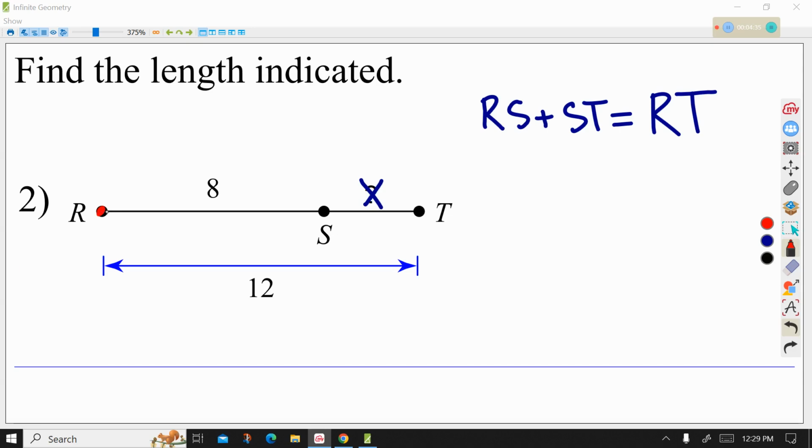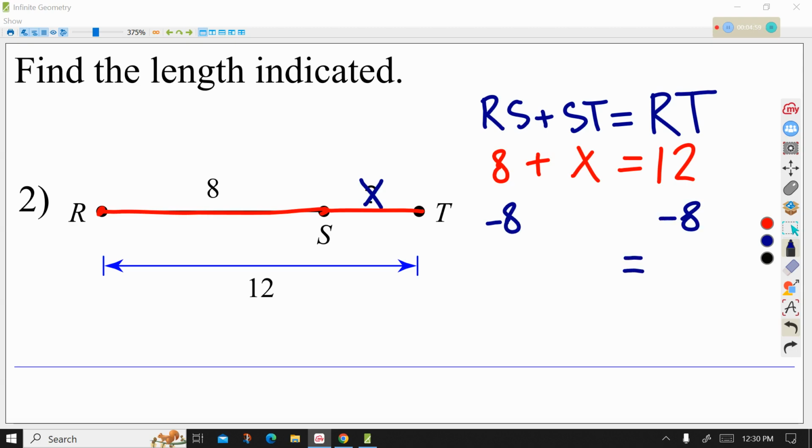RS is right here, that's 8. But ST is X, because from here to here we had the question mark. So we'll leave that as an X. So now we have to put the value for RT, and RT is equal to 12. So to solve this one-step equation, I need to subtract 8 from both sides so that we can get the X by itself.